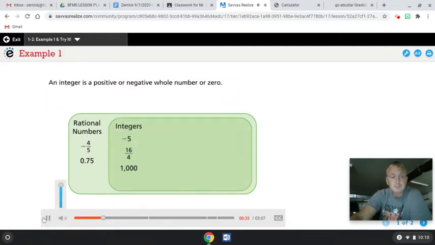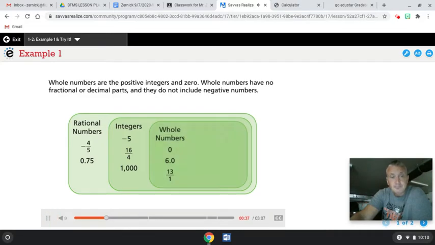An integer is a positive or negative whole number. Okay, so here's integers. I know I may have explained that to you in class. And what's really weird about this is they put 16 over 4 here to try to fool you. Even though it's written as a fraction, please remember all year in math you will learn to simplify everything. 16 divided by 4 is equal to 4, therefore it is just a whole number, therefore it is an integer. Or zero. Whole numbers are the positive integers and zero.